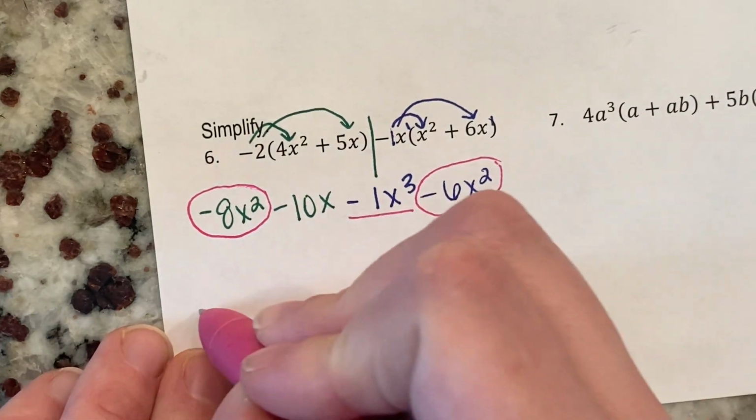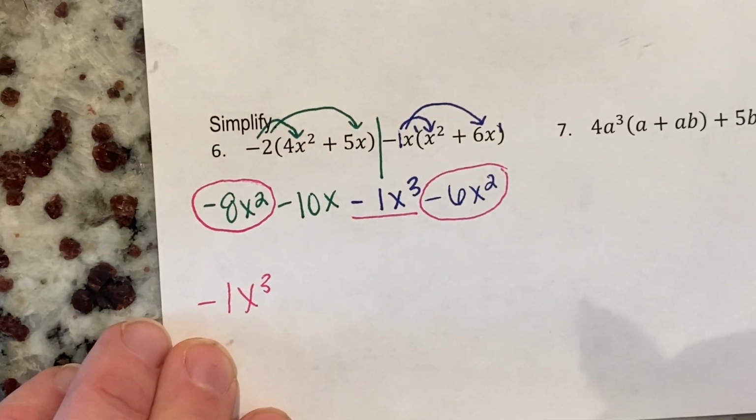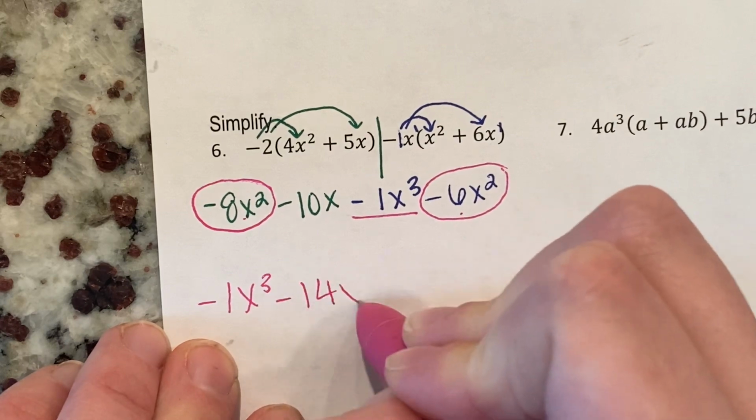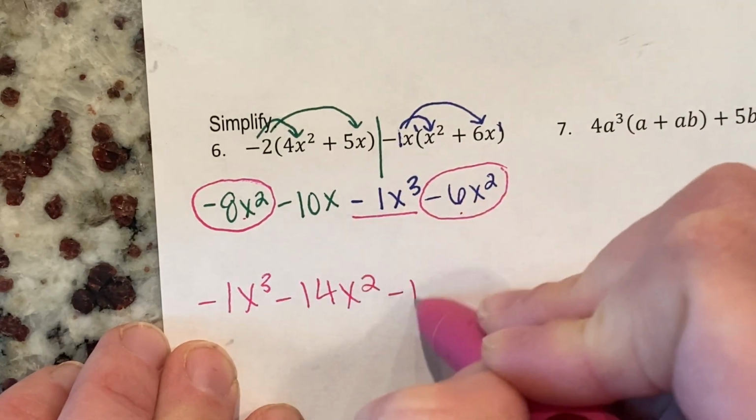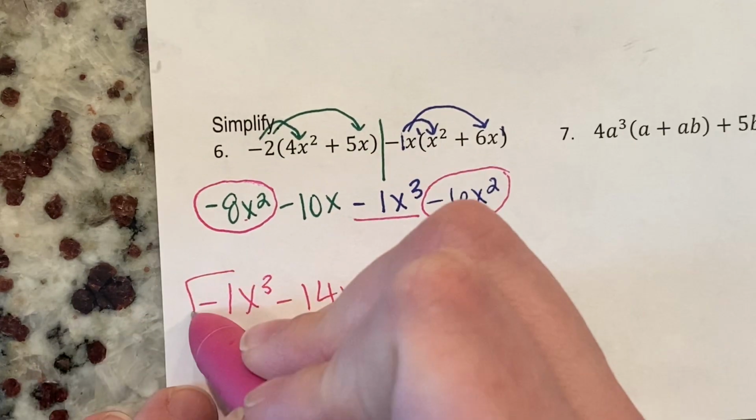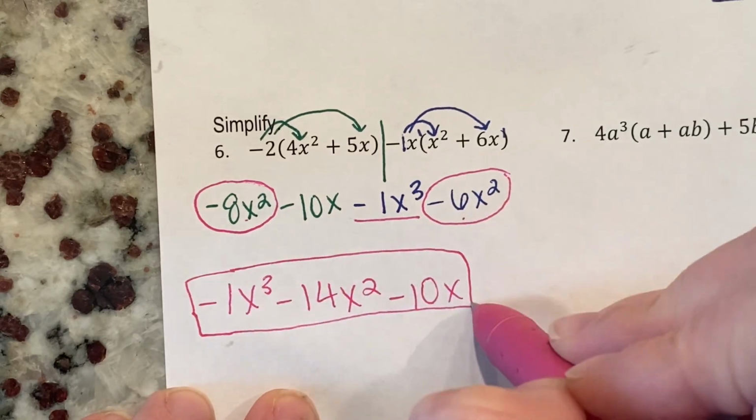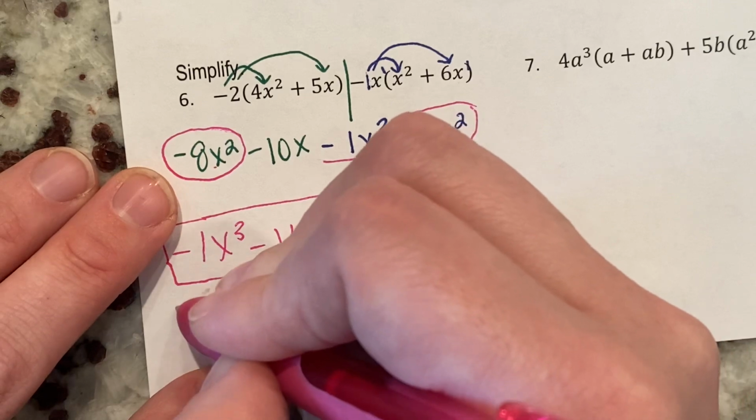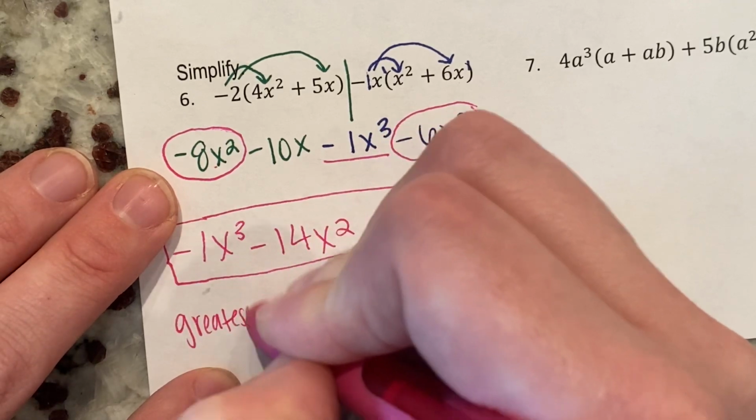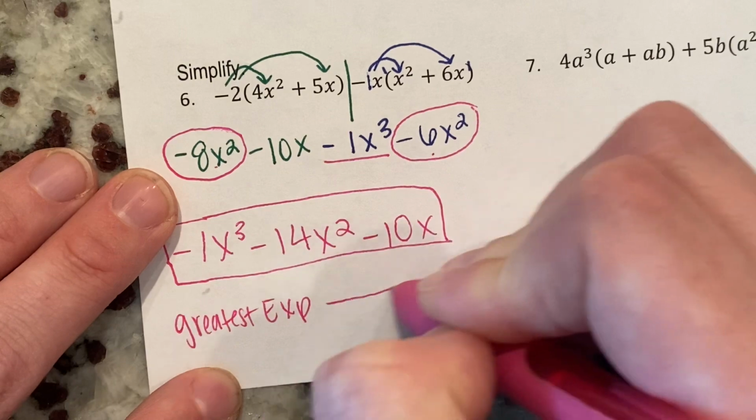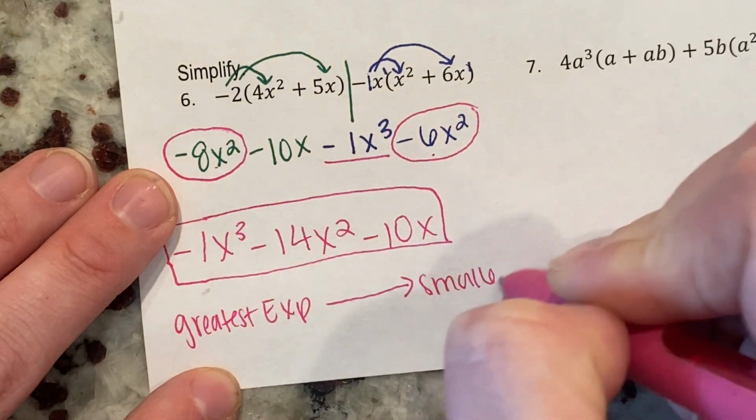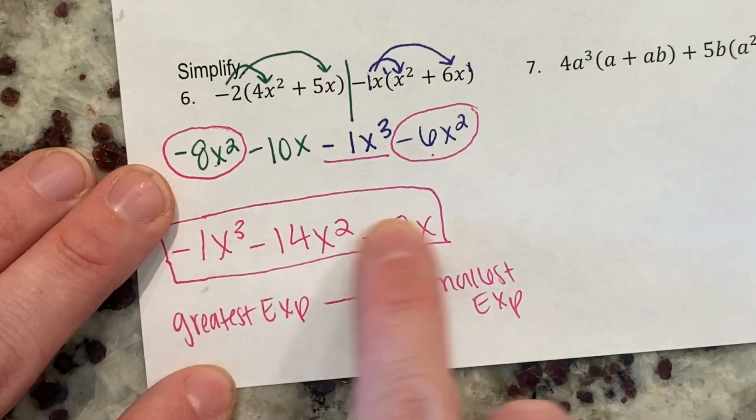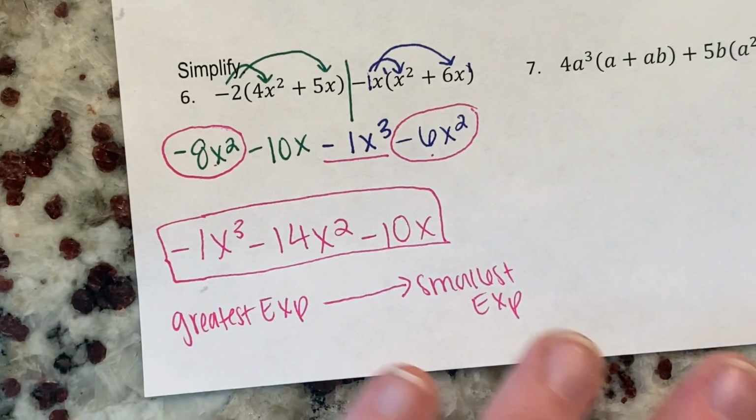I'm going to bring down this -1x cubed first because that's the biggest exponent. Then I'm going to combine these. That's -14x squared. And then bring down my -10x. I want these in what's called descending order. So I want it from the greatest exponent to the smallest exponent. So when we order them, we want to go from the biggest exponent to the smallest.